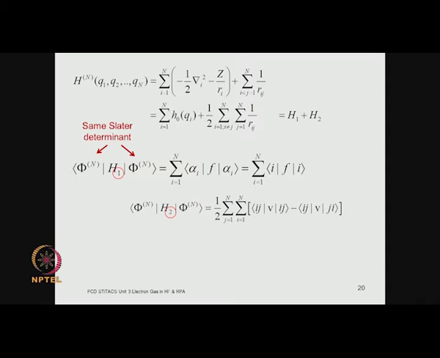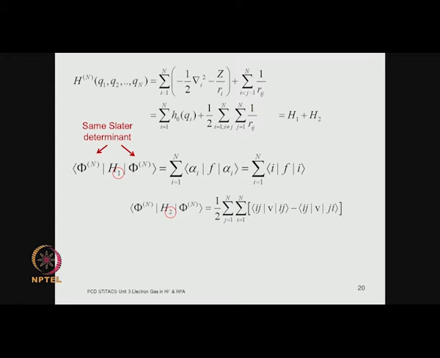Likewise, the matrix element for the 2 electron operators is this. You do not have to worry about ruling out j equal to i, because the Coulomb and the exchange integrals cancel each other for j equal to i. So, I am not bothered about explicitly pointing out that j should not be equal to i, but we know that j should not be equal to i, right.